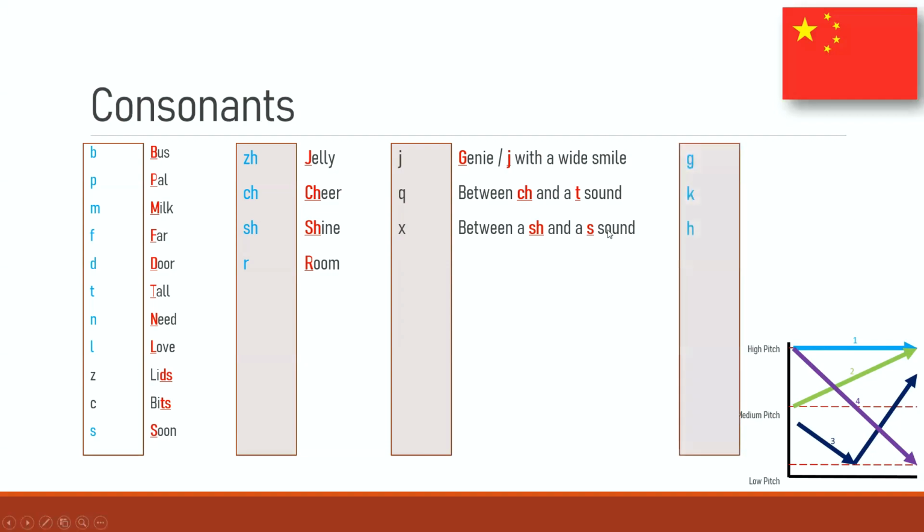Finally, we have the G, K, and H. These are pretty straightforward. They sound very similar to how they do in English. They are pronounced with the back of your tongue slightly touching the roof of your mouth. So G as in go, K as in kick, and H as in house, or like a laughing sound. Something like that.